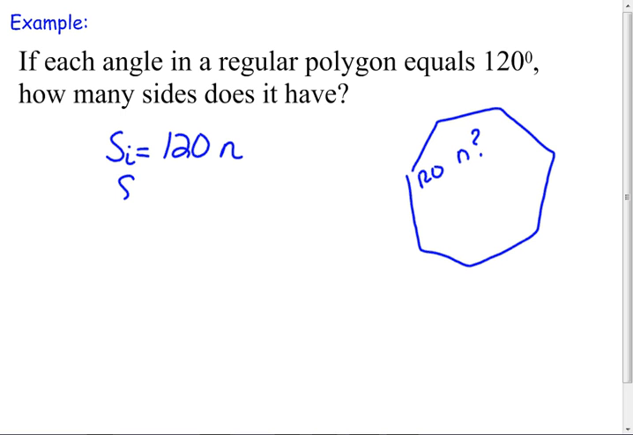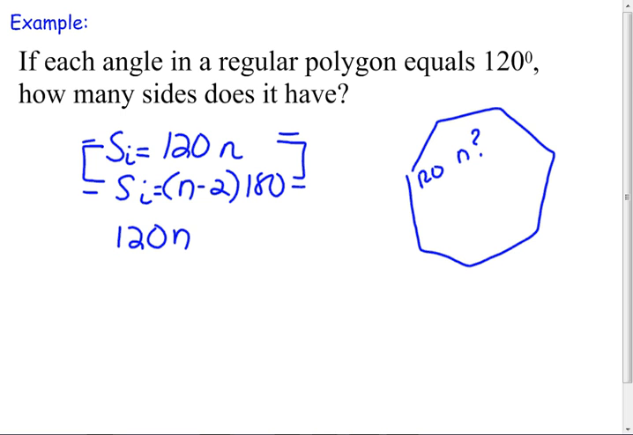But there's another formula for the sum of the interior angles. It's n minus 2 times 180. If these two are the same, what has to be true about the right sides? They have to be the same. So 120n equals 180 times n minus 2, and we just solve. Because it's equiangular, it's regular. If it wasn't regular, I couldn't do this.